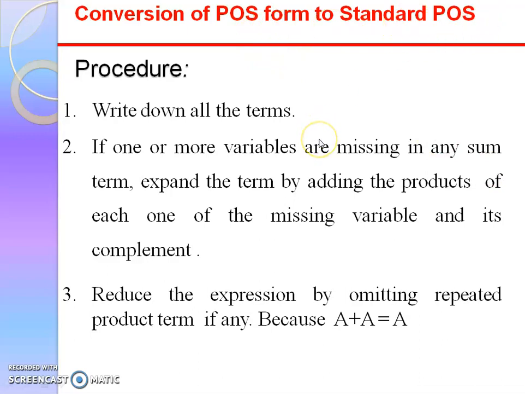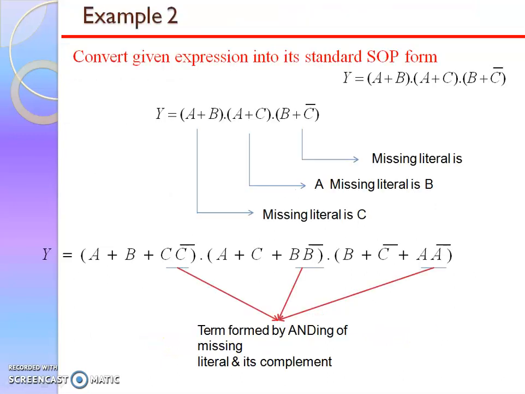In the previous problem we saw the SOP. In this problem we will see about POS. First step is to write down all the terms. Second, if one or more variables are missing in any sum term, expand the term by adding the product of each one of the missing variable and its complement. Third, reduce the expression by omitting the repeated product terms, if any, because a plus a is a.